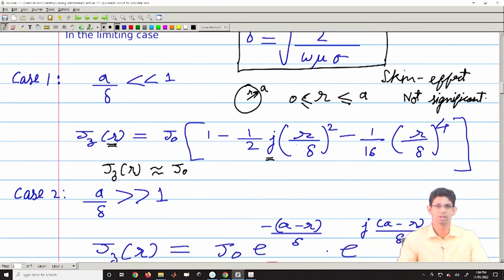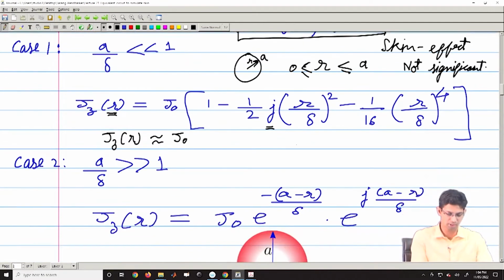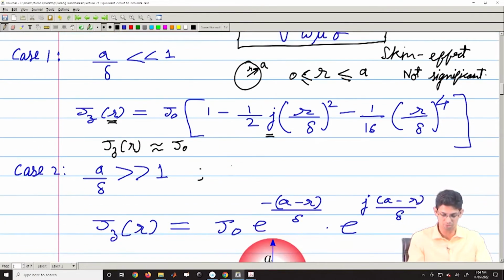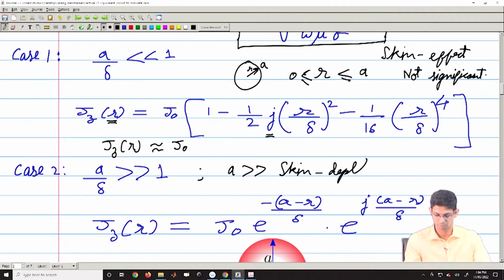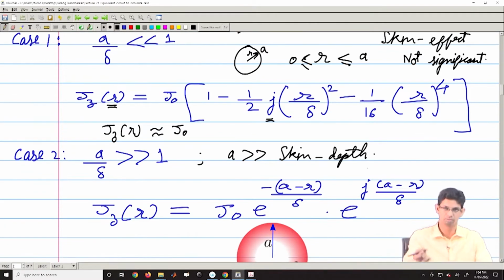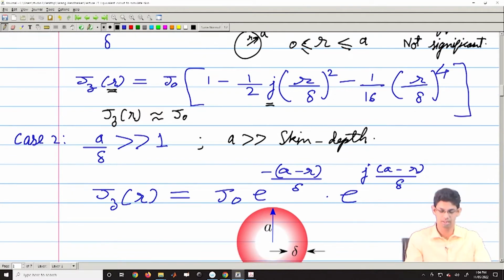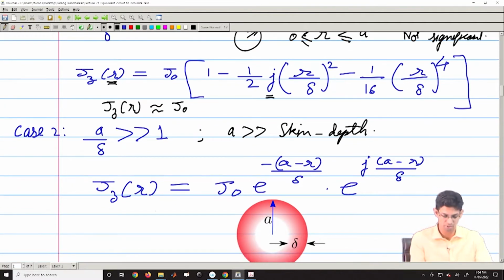Now, we go to the other limiting case. In this other limiting case, A is much greater than delta. Delta was your skin depth. So, A is much greater than the skin depth. In that case, if you apply the limits and simplify the expression, you will get a nice expression like this.